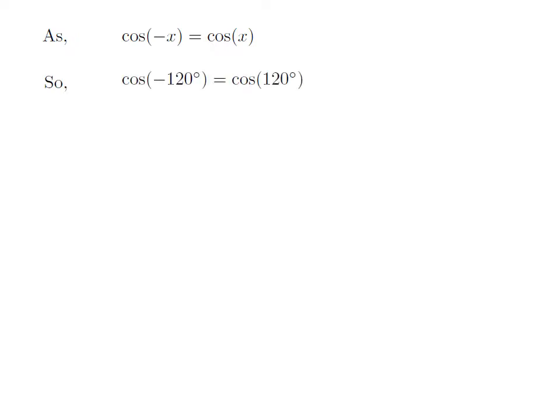Let us apply the above identity for cosine of minus 120 degree. Here x is 120 degree. So cosine of minus 120 degree is equal to cosine of 120 degree. As 120 degree is equal to 180 degree minus 60 degree, so cosine of minus 120 degree is equal to cosine of 180 degree minus 60 degree.